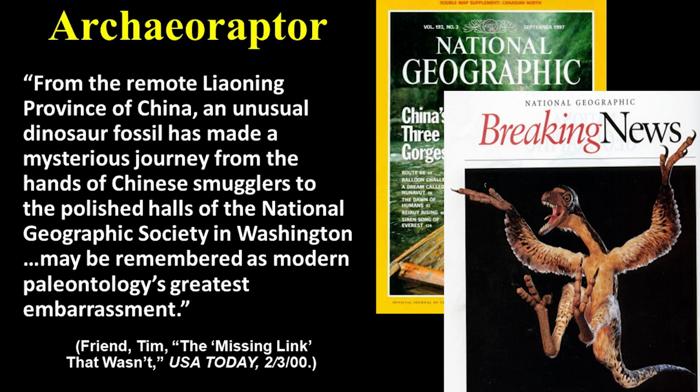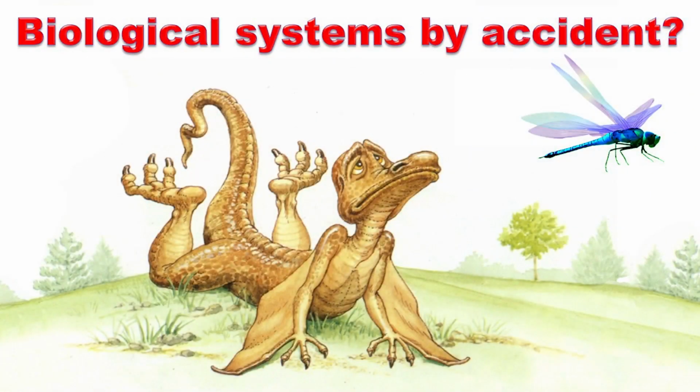Well, long before you're going to have a dinosaur that has fully formed wings that can actually fly, he's going to have poor legs that can hardly walk, and so he's going to be selected against. It doesn't make any sense.